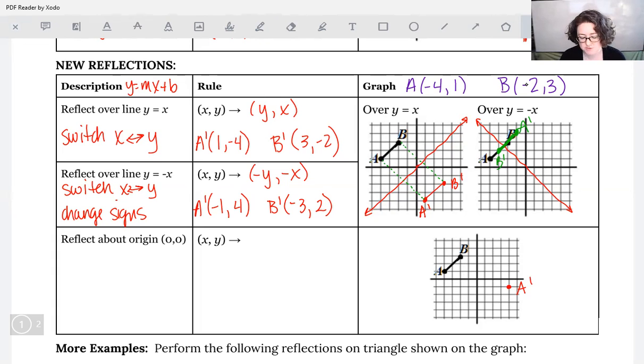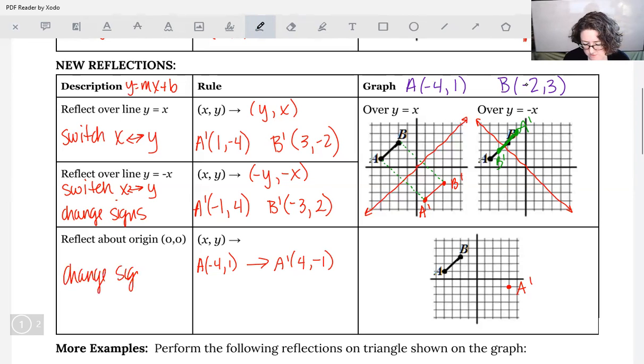Let's think about that in terms of our points. So our original A was at -4, 1. Our new A, our A prime, was at 4, -1. What did we do to it? Yeah, all we did was flip the signs. So we're going to change our signs. That's our rule. We can write our shortcut rule. XY would change into -x, -y.